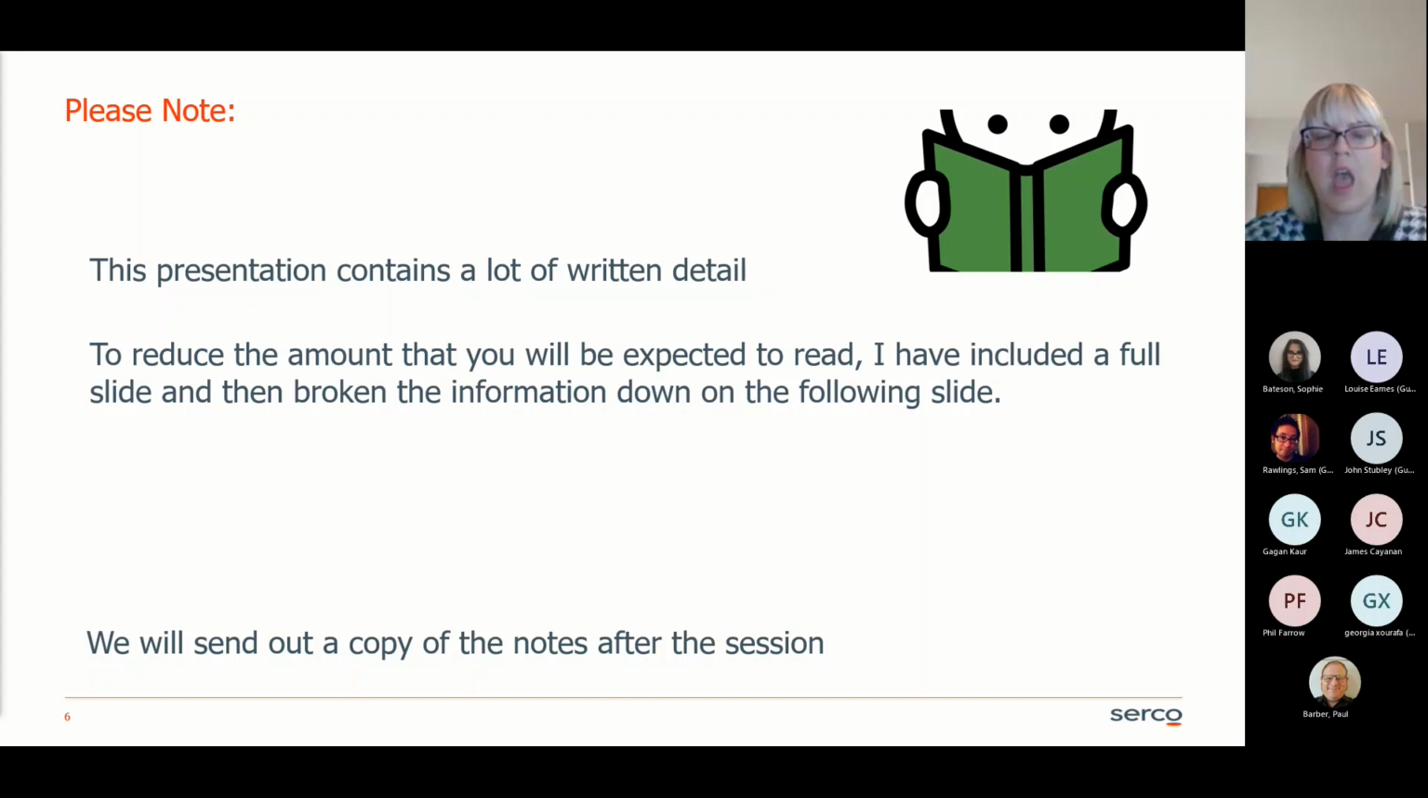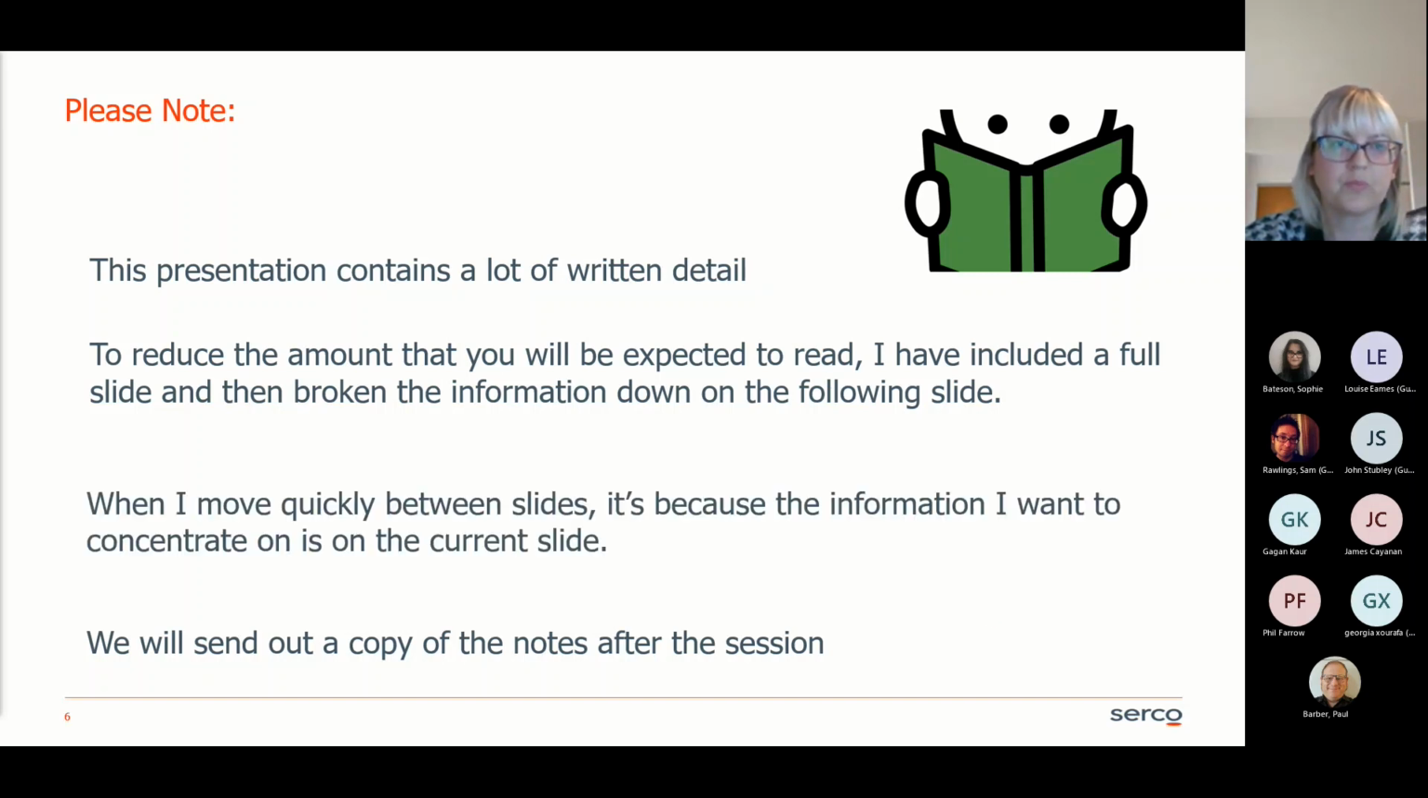I'm just going to highlight the information that you need for that particular section. And as always, we'll send out a copy of the slides after the session as well, so if you want to look back over them afterwards. Again, I didn't click forward on my screen there. So when I move quickly between the slides, it's because the information is on the second slide. Okay.